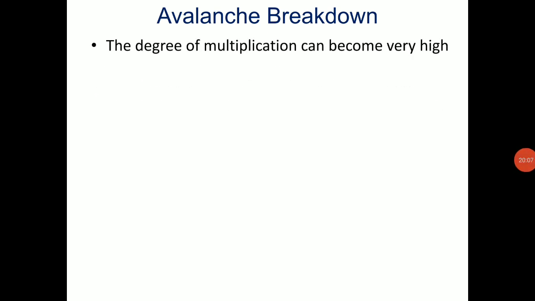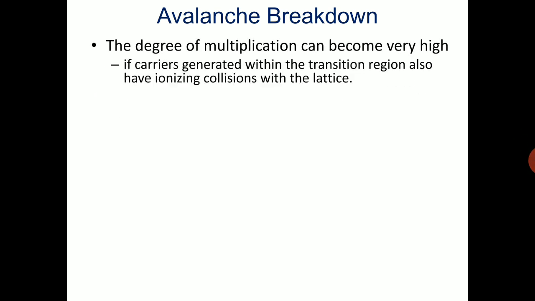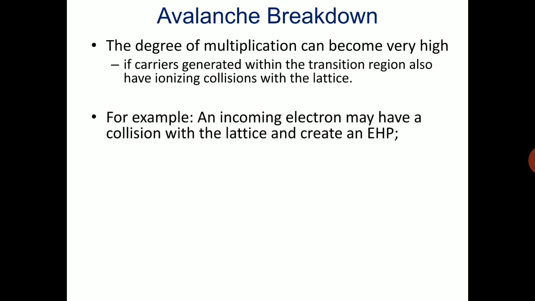The degree of multiplication can become very high if carriers generated within the transition region also have ionizing collisions with the lattice. What we saw in the previous slide: primary collision, secondary collision, tertiary collision. If you continue, the charge carriers keep increasing by multiplication, so this collision may increase. For example, an incoming electron may have a collision with the lattice and create an EHP. This we saw in the previous figure, right?